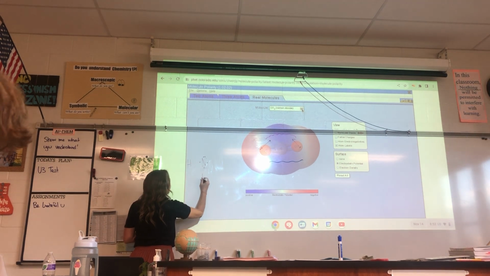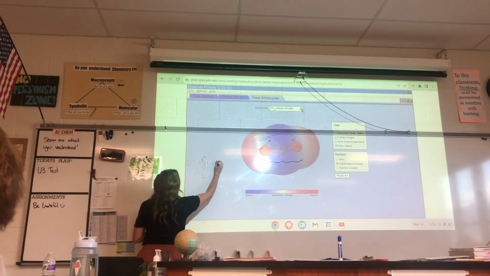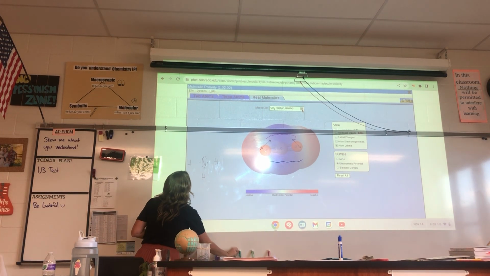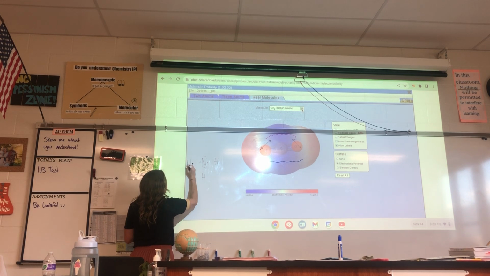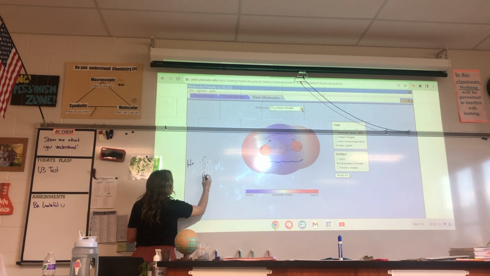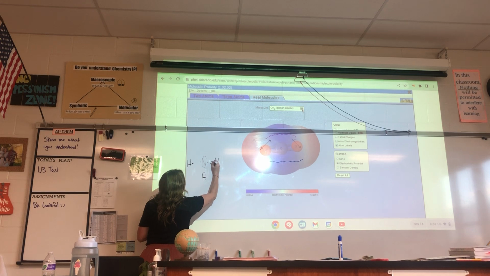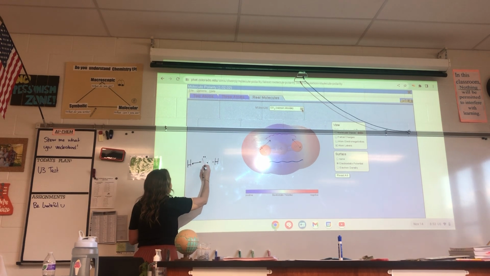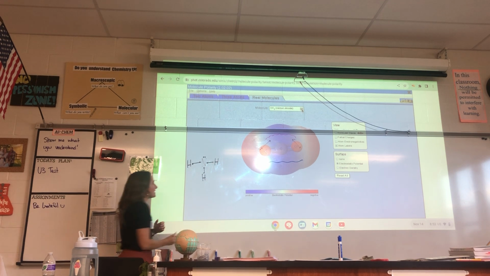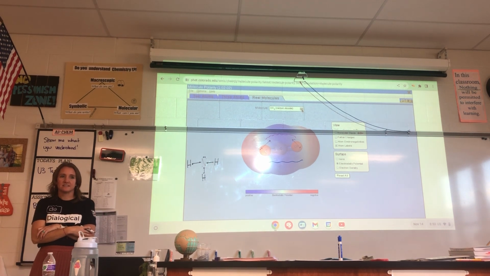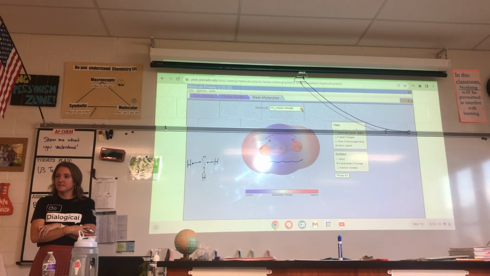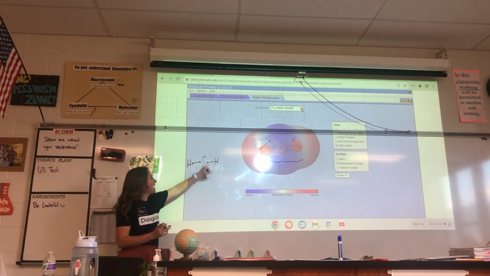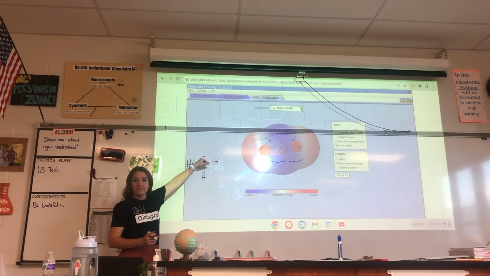So 1, 2, 3. Hydrogen comes with how many valence? Just 1. So add 1 little dot. Okay, so bond it, connect dot to dot, dot to dot, dot to dot. Good, so this one's done, right? So we have 3 bonds, 1 lone pair.